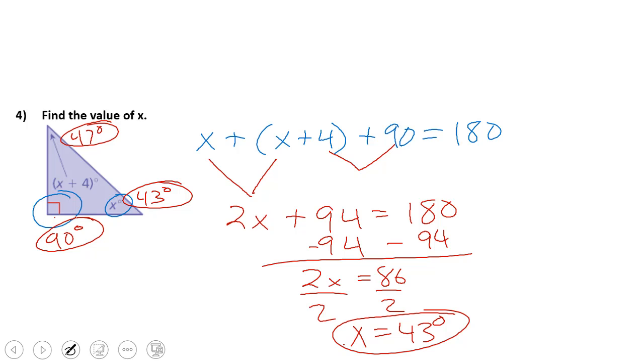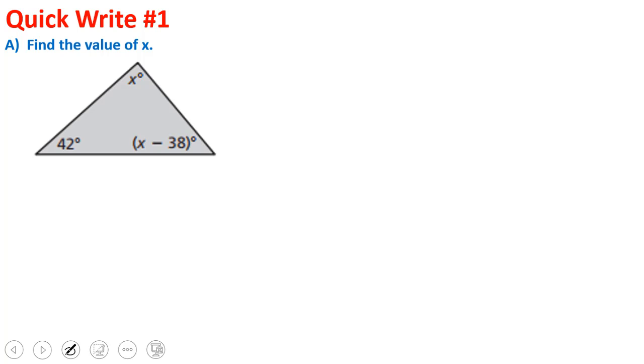Ladies and gentlemen, utilizing what we know about the interior angles of a triangle, and that the sum is always and forever 180 degrees. We are going to have a little activity in class that will show you and prove to you that that is the case. For right now, you do have a quick write to get done. Go ahead and draw that triangle, label the three interior angles, and then, of course, find the value of x.